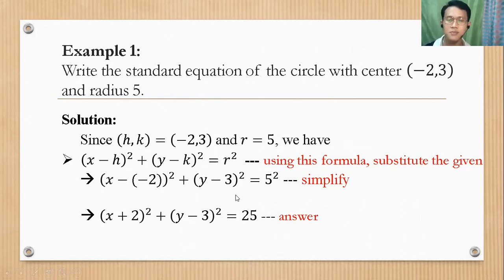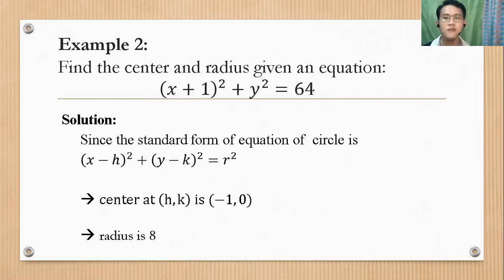So let's try another example. Find the center and radius given the equation: the quantity (x plus 1) squared plus y squared is equal to 64. Okay, so for the solution, it's very simple. Since it's already in a standard equation, you can determine there your h and k. The standard form of the equation of a circle is this equation below, which is the quantity (x minus h) squared plus the quantity (y minus k) squared is equal to r squared.